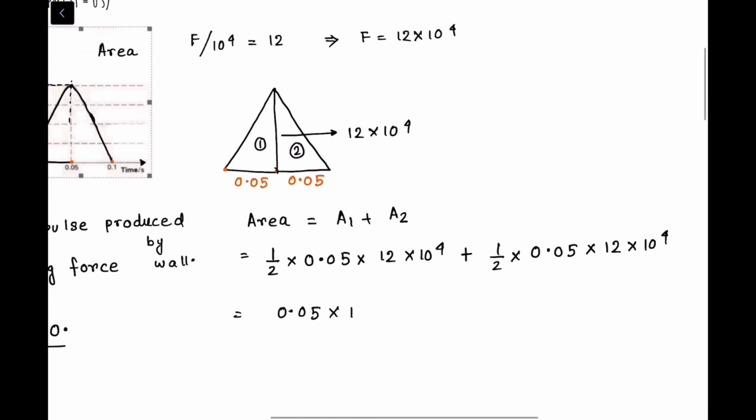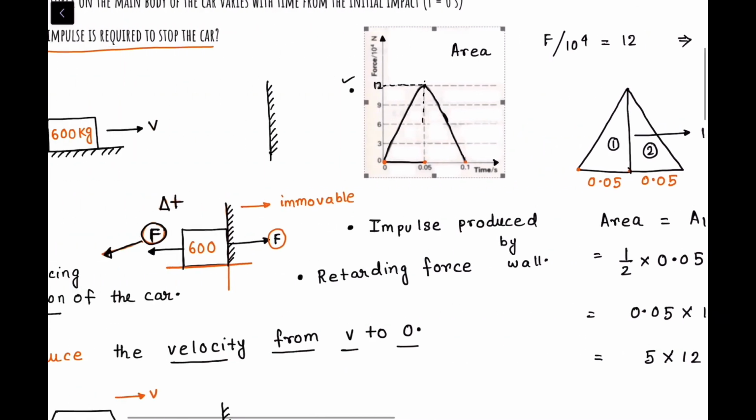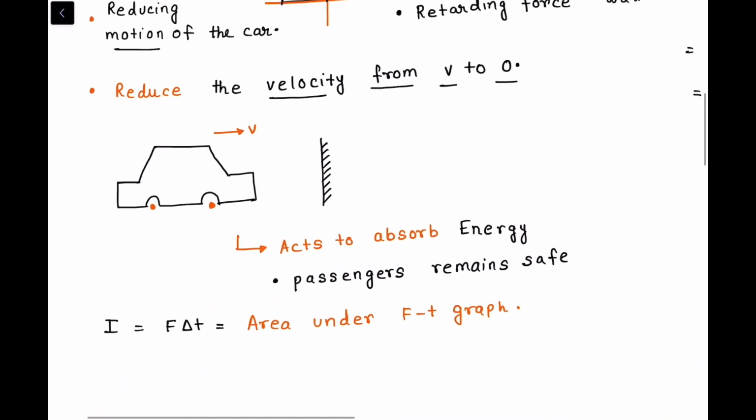0.05 into 12 into 10 to the power 4. So from here we'll get the area. If you just do this, this will be 5 into 12 into 10 squared. So this will be 60 into 10 squared, which is equal to 6000. So we calculated the area to be 6000. So we got the area under the F-t graph as 6000.